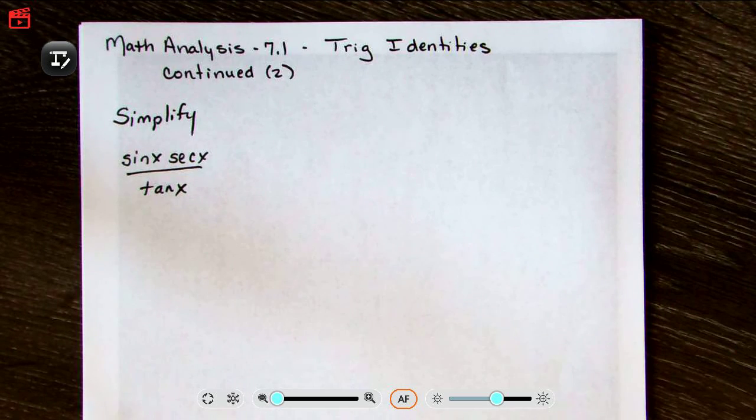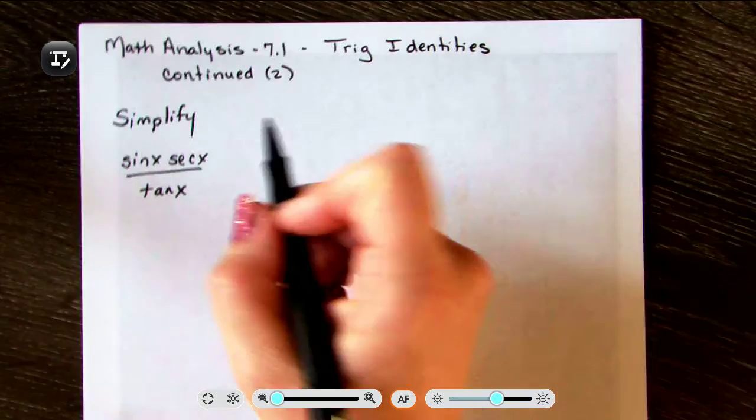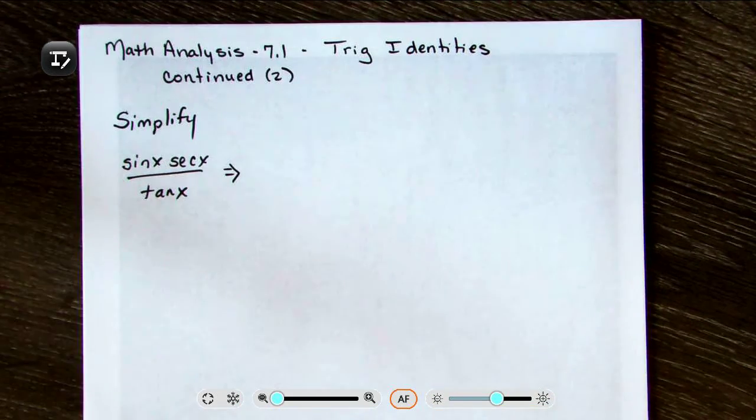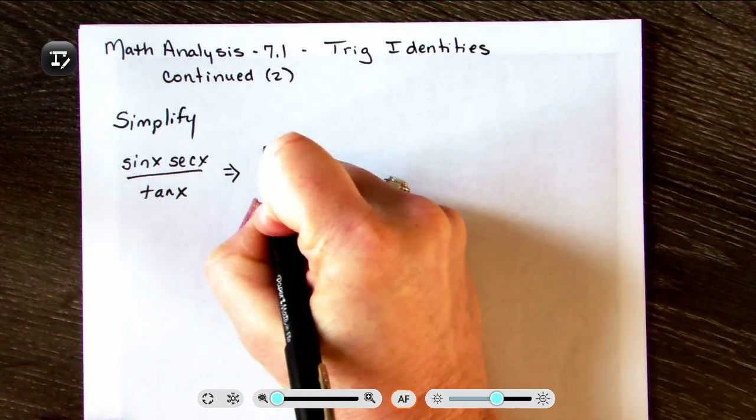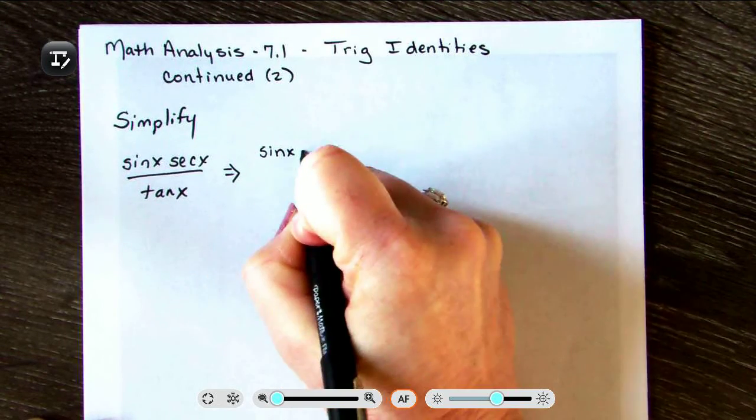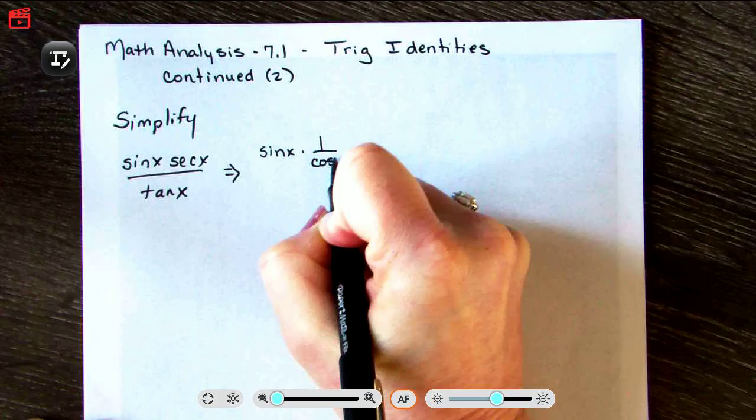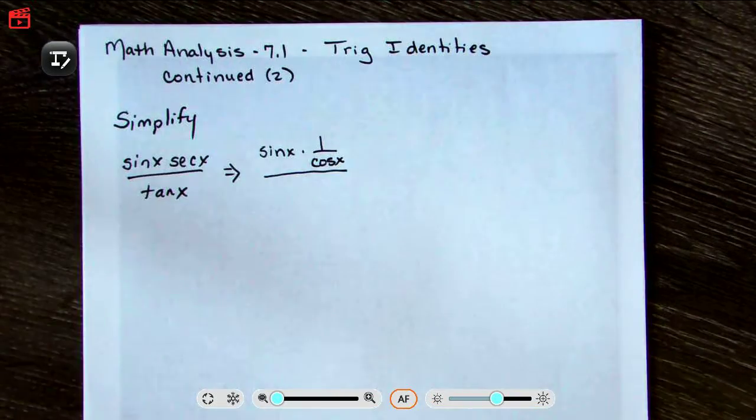So this problem is we have the sine of x times the secant of x all over the tangent of x. The way I like to approach these problems to make them easier for me, you can find your own process as well, is a lot of times just starting in and trying something. And if it starts making it look uglier, just scratch it and start over. So we have the sine, which is the sine. Secant I know is 1 over the cosine.